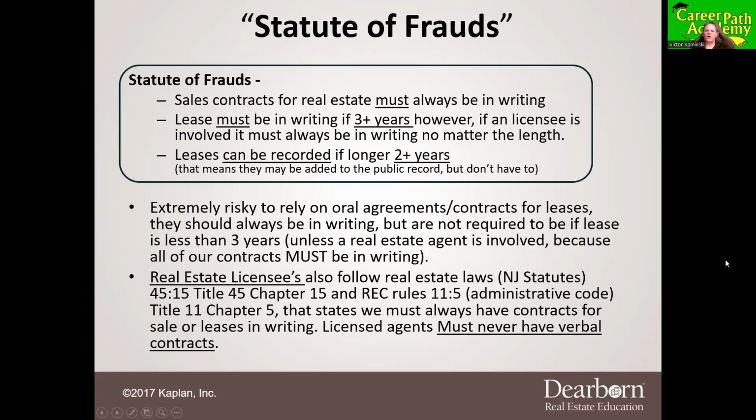The statute of frauds, this is what we need to know what's in the box here. The statute of frauds states that sales contracts for real estate always have to be in writing in New Jersey. Always. You can never have a verbal contract to sell real estate. It's required by law. It has to be in writing. Leases, however, do not. You can have a verbal lease.